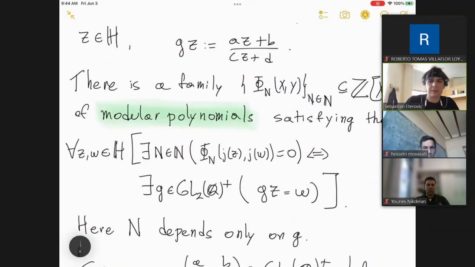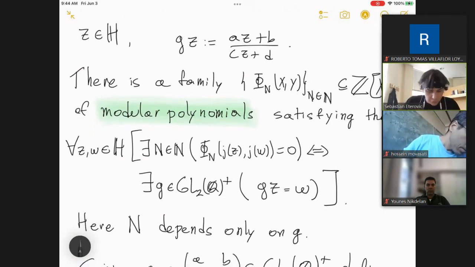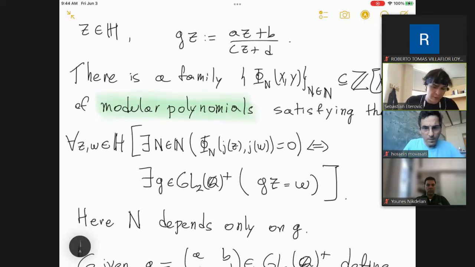Here. This statement is the statement that describes many of the important functional properties of the J function. It should be pointed out that this number n that arises, like the index of the family of modular polynomials, only depends on G and not on Z and W. So for specific G, the same n is going to work.